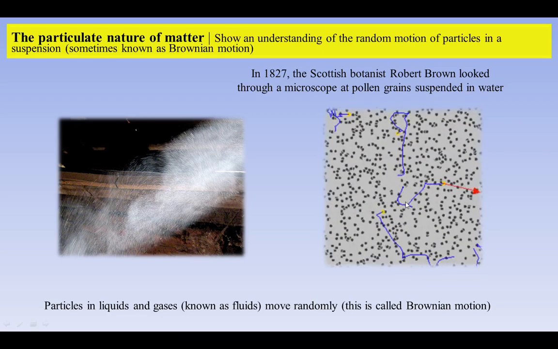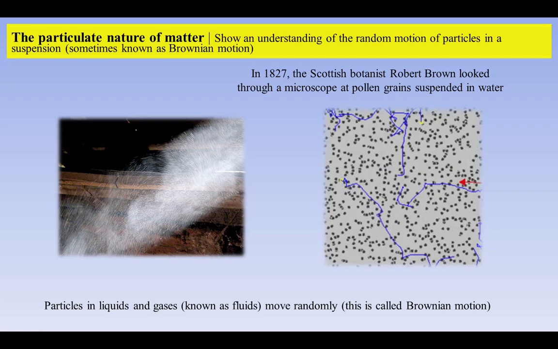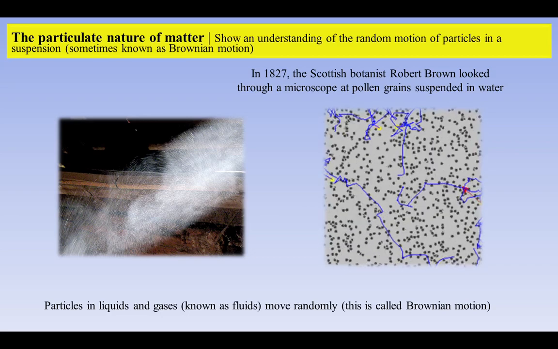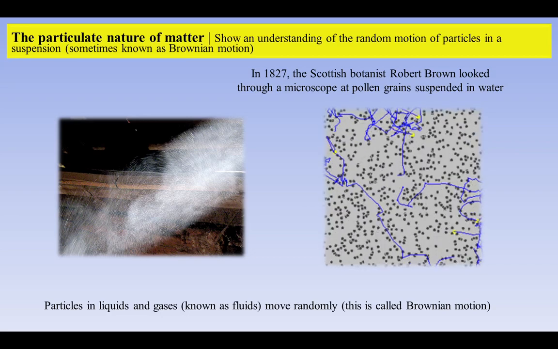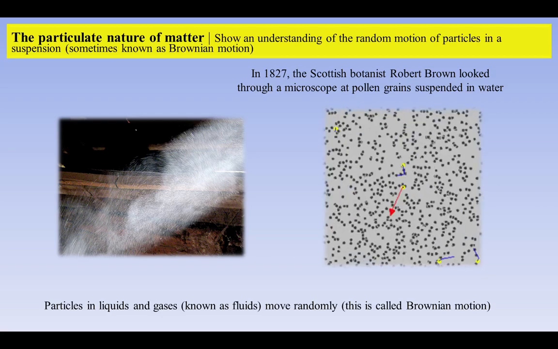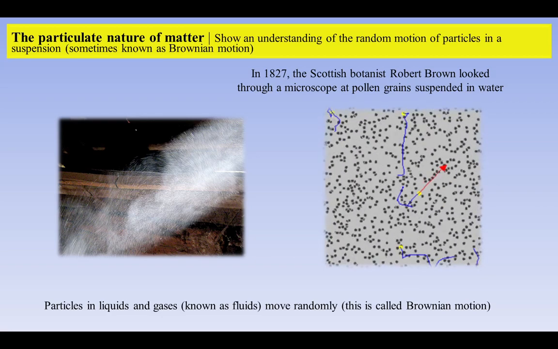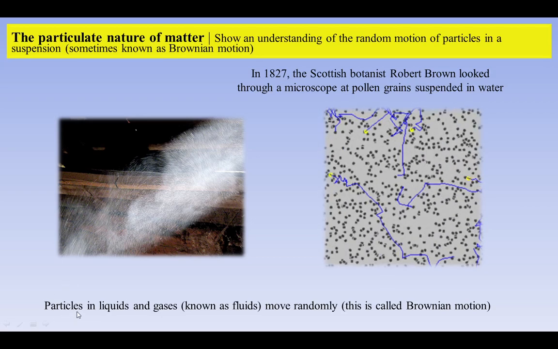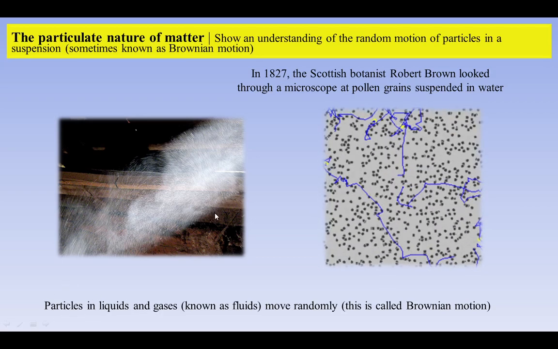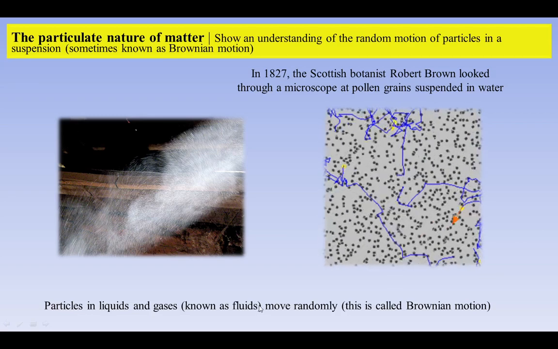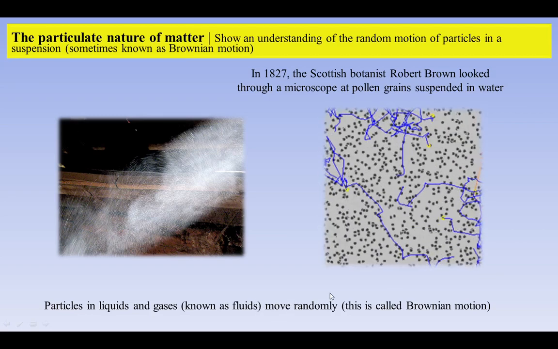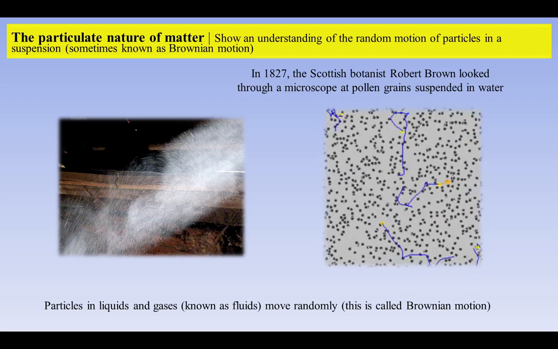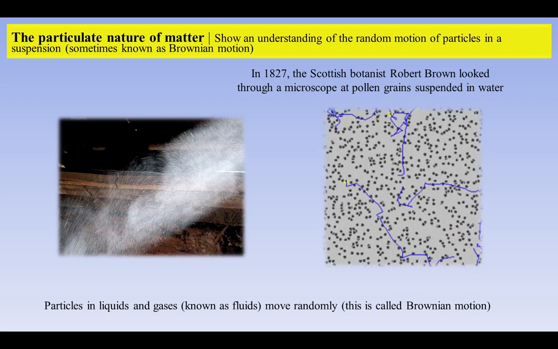This is due to what? This is due to their collision with the particles of water. So they collide with the particles of water, and this is what allowed them to move randomly also. So the particles in a liquid or in a gas, which are known as fluids, move randomly. This random movement of particles inside a fluid is what we call the Brownian motion.